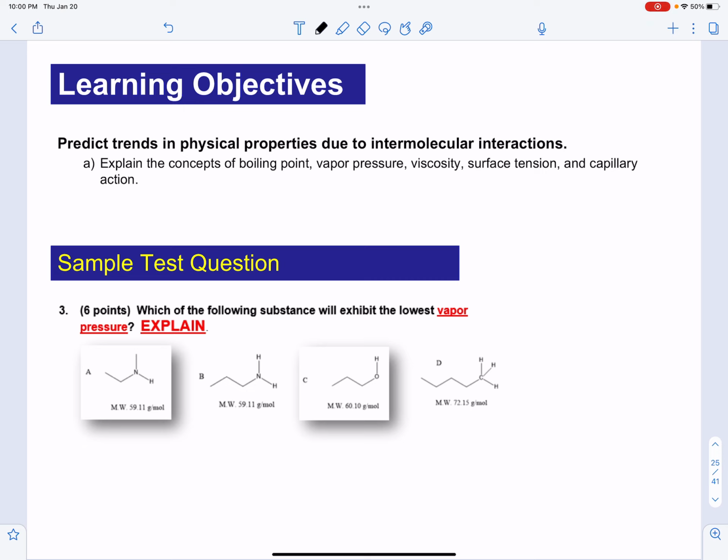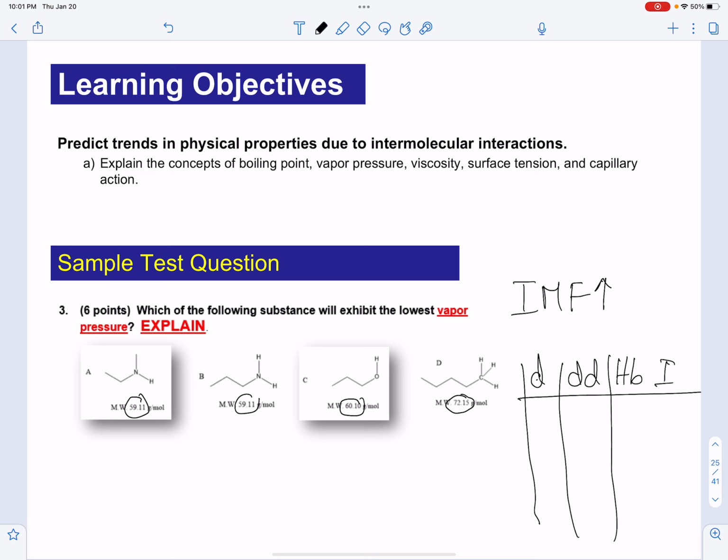So the intermolecular force, we're looking for the one with the strongest or the highest intermolecular force. So what do we have in here? Well, first thing, let's look at the mass. The mass is basically the same, very close to each other. So I don't think dispersion is going to be the deciding factor. So we have four forces, right? Dispersion, dipole-dipole, hydrogen bonding, and ionic.